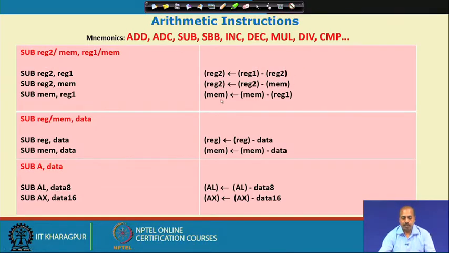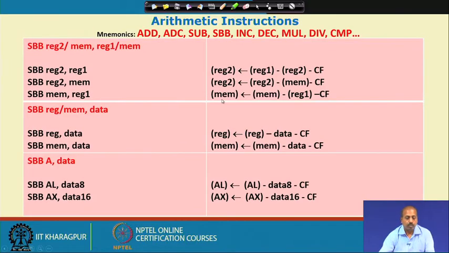Next, we have the subtract with borrow. Here it is fine. Register 2 gets register 1 minus... this should also be register 2 minus register 1. This is register 2 minus register 1 minus the carry flag. Otherwise they are the same; it is similar to the add operation.